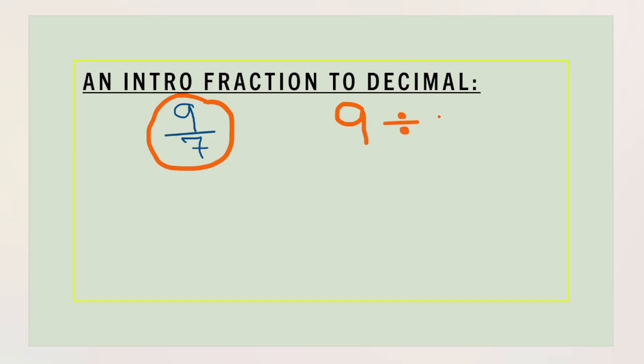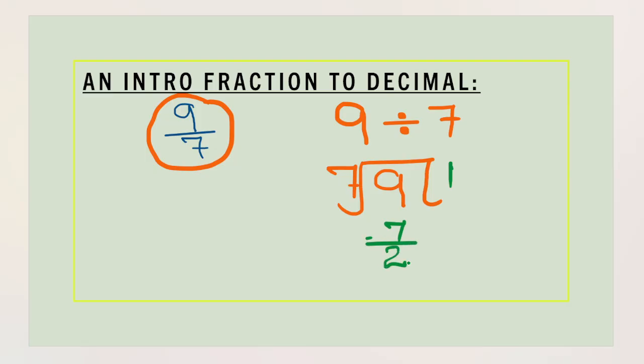This is very important to understand: what happens when we write the question like this, 9 divided by 7? 9 goes inside and 7 goes outside. Whatever the number is on the top becomes your dividend, and the number outside becomes your divisor. So now you have to calculate through the table of 7. 7 times 1 is 7, the long division method, you get a 2.